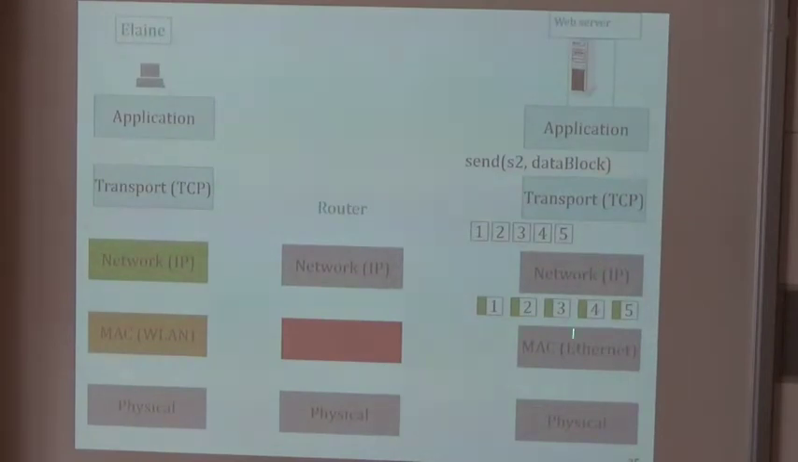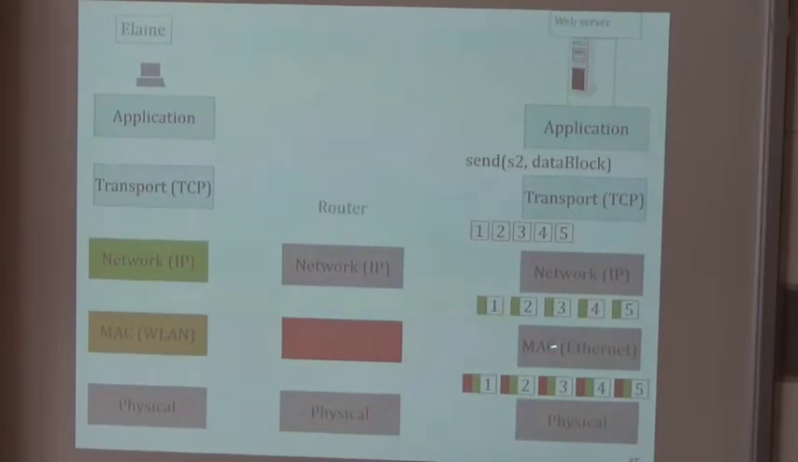Now the IP packet has to be transported to the destination, but first to the router. And since this is an Ethernet local area network, this is done using the Ethernet format, which is essentially shown by adding here a red overhead, which is the Ethernet header. The packets, the 5 packets, are transmitted over Ethernet to the router.